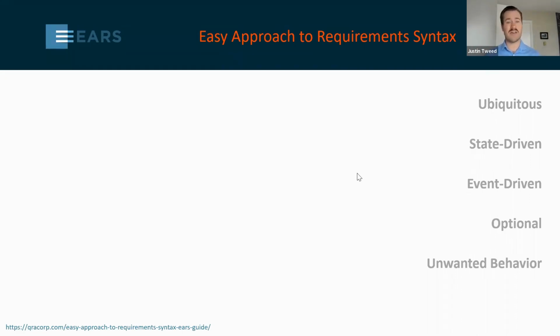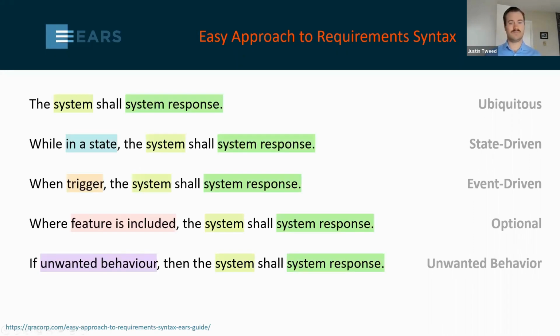So let's take a look at the 5 patterns. You can see them along the side here. Ubiquitous requirements are called that because they're always active. They're not invoked by an event or an input, nor are they limited to a subset of the system's operating states. So a ubiquitous requirement written in the EARS format looks like: replace the system with the name of the system, shall being the imperative of your choice, and then the system response coming at the end.